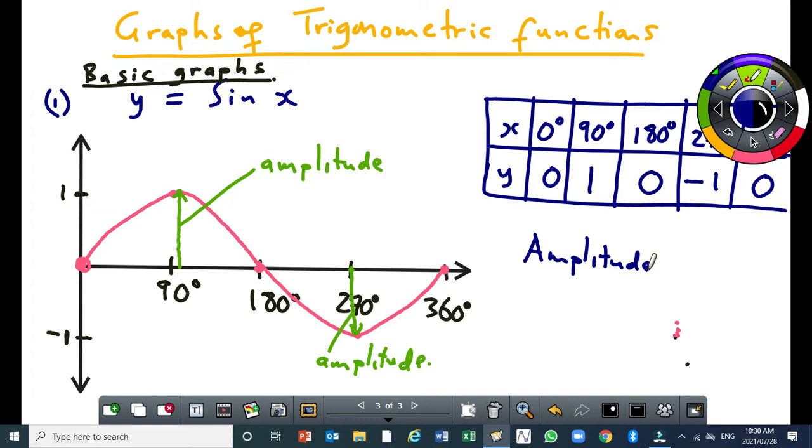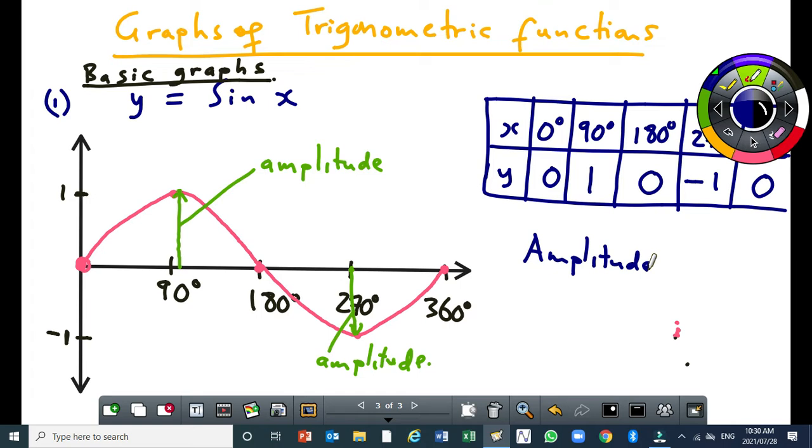Amplitude is never negative. That's not only in maths, including in physics as well. Amplitude is always positive. It's a distance, right? Amplitude is also the depth of a trough. This is called a trough.